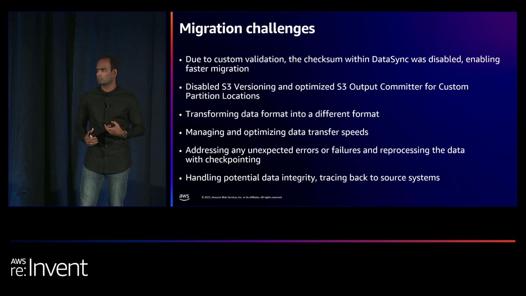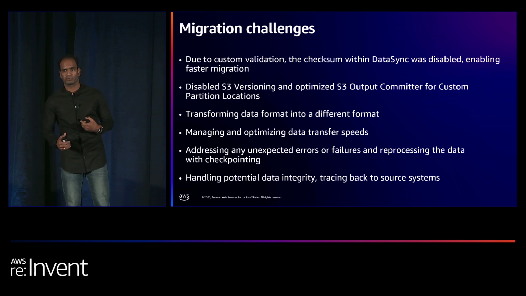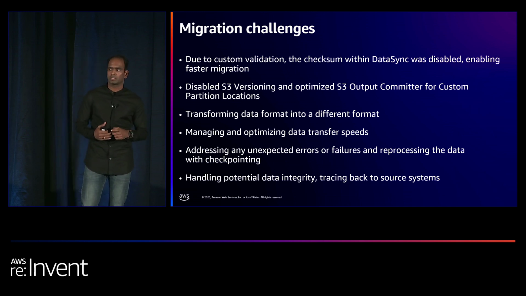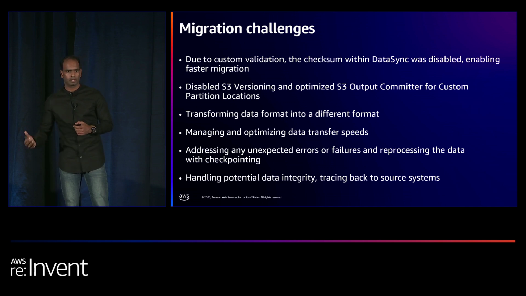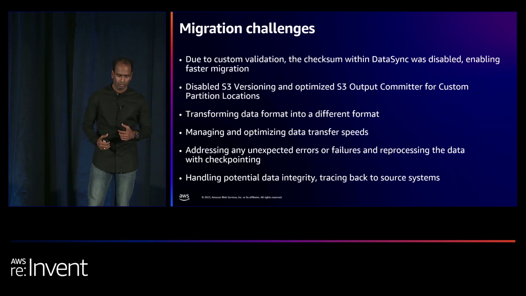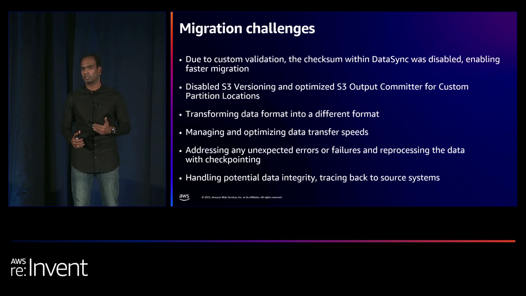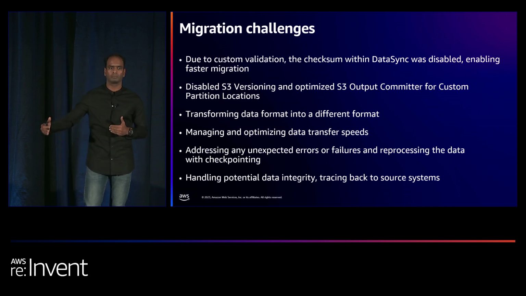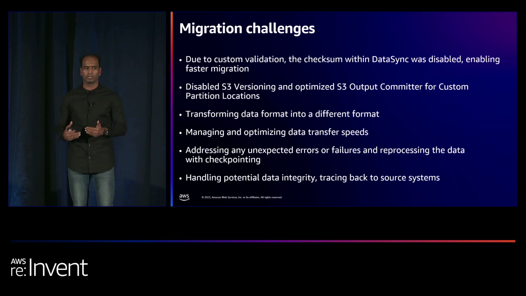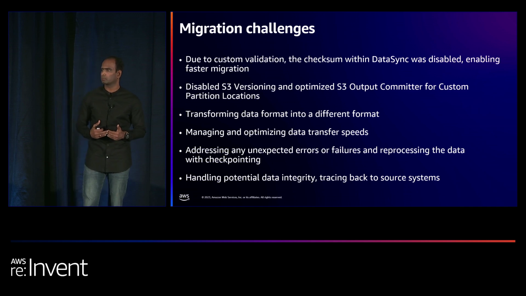The other one is managing and optimizing data transfer speeds so that you do not impact the existing network flows where other applications are running, causing exhaustion of the networking capacity. Addressing any unexpected errors or failures and reprocessing the data with checkpointing is also key. You do not want to go through a long process and copy all the data, and finally realize that the data was not valid and then reprocess it. It's always important to have some level of checkpointing during the data migration.